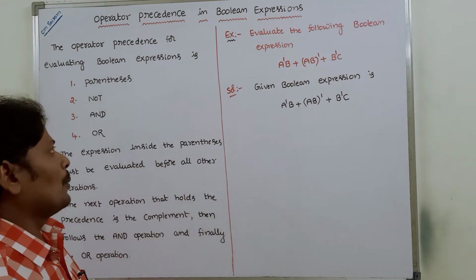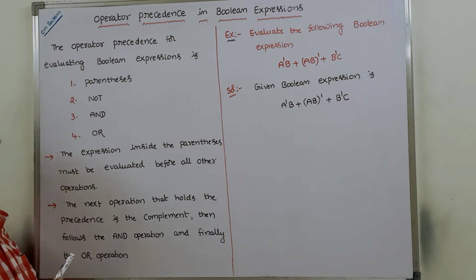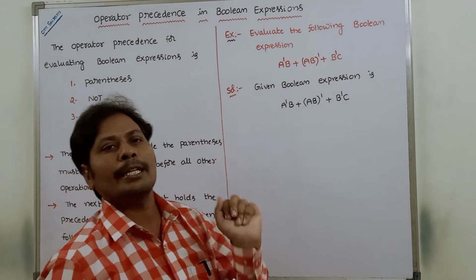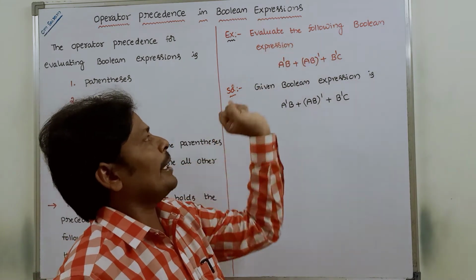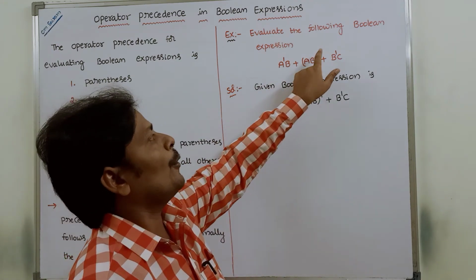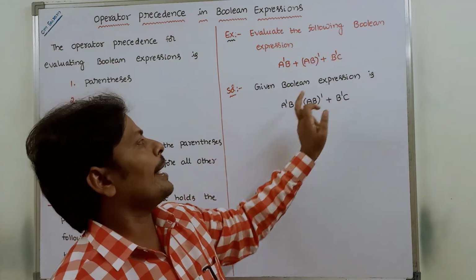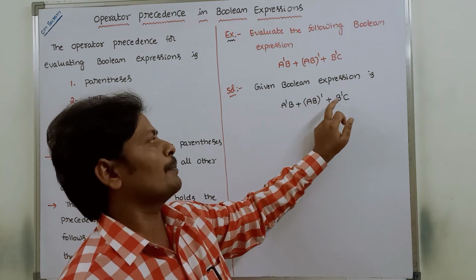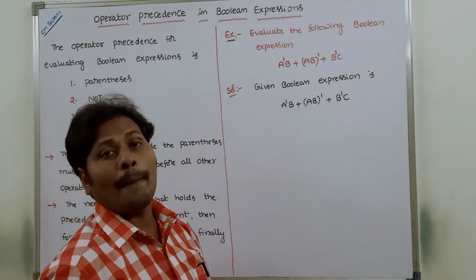Now, the order that we mentioned for evaluating Boolean expressions can be explained with one example problem. Evaluate the following Boolean expression: A bar B plus (AB)whole bar plus B bar C. So the given Boolean expression is A bar B plus (AB)whole bar plus B bar C. The first priority is given to the parenthesis.